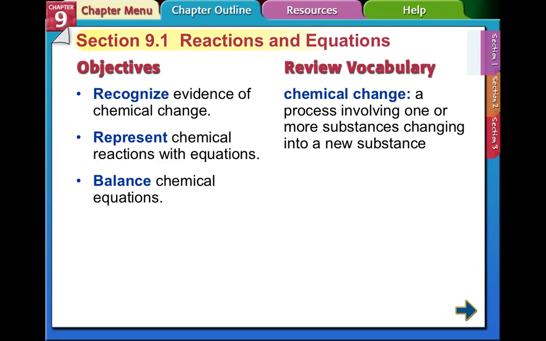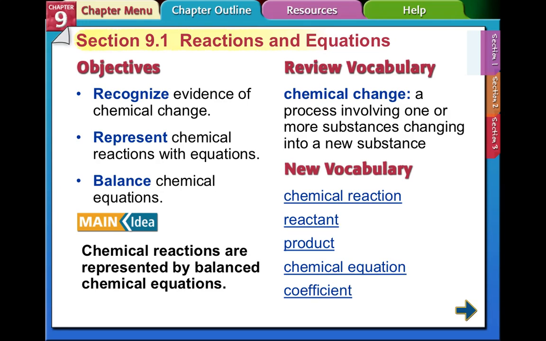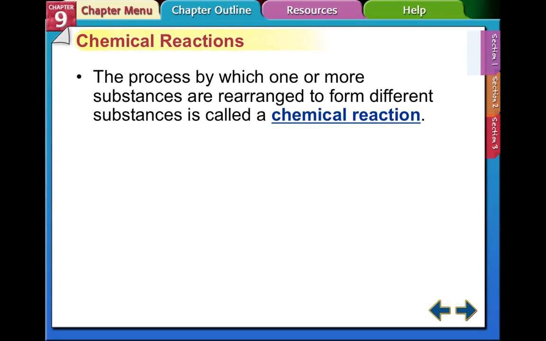Remember the difference between a physical change and a chemical change. Chemical change is what we're looking for when we have a chemical reaction. Remember that a chemical change is a process involving one or more substances that change into a new substance. When we have a chemical reaction, we always have a new product that is formed. The vocabulary for Section 1: chemical reaction, reactant, product, chemical equation, and coefficient. The main idea for this section: chemical reactions are represented by balanced chemical equations.